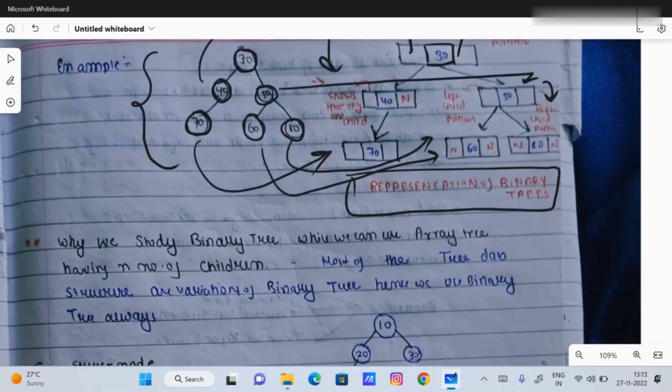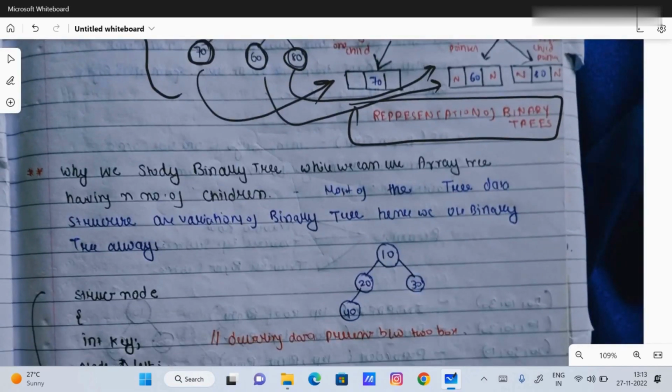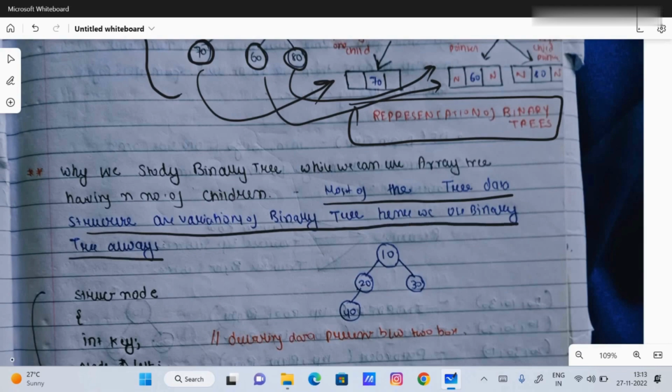Now let's move on to the next thing. Why do we study binary trees when we can use a tree having n number of children? Again, this is a very interesting question that is mainly asked in vivas. So why do we mainly study binary trees? The biggest answer is that most tree data structures are variations of the binary tree. Hence, we use binary trees always.